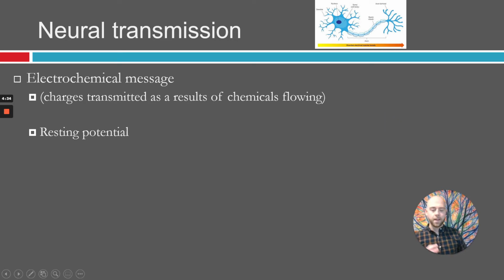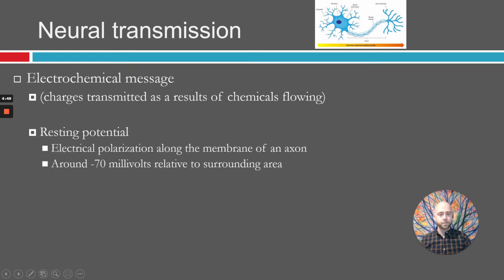So it's easier to think about this in terms of a change in charge for your neurons. So your neurons, when they are not active, basically, when they are resting, they have something we call a resting potential. And this means that the polarization or the charge of your axon, the inside of your neuron, is about negative 70 millivolts, very small negative charge, negative 70, relative to the surrounding area.